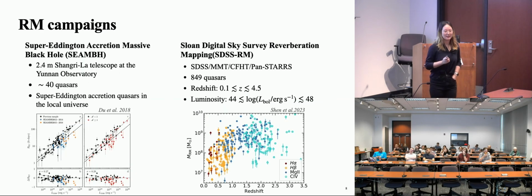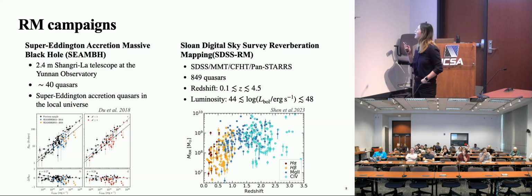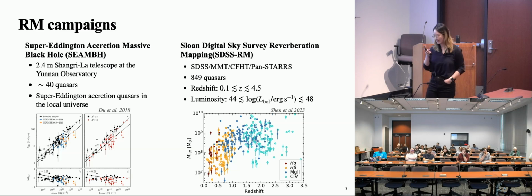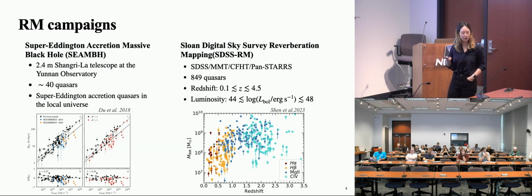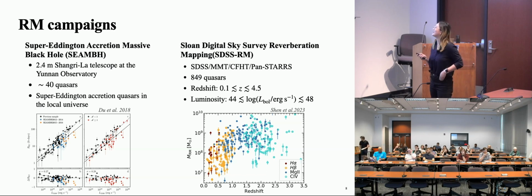Okay, so let's move on. The RL relation, as you know, is very important. It is like a holy grail in the AGN regime. In the last decade, there are 2 campaigns that are very successful. They try to monitor the light curves of some AGN. The first one is called the Super-Eddington Accretion Massive Black Hole project, the SEAMBH project.